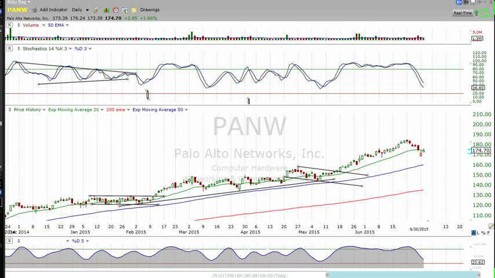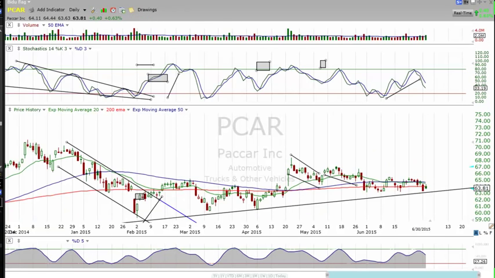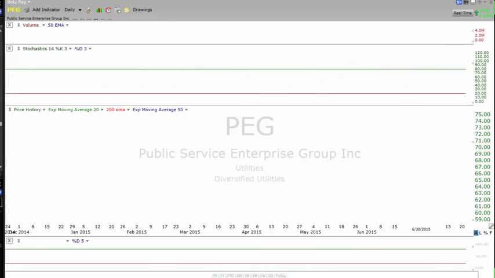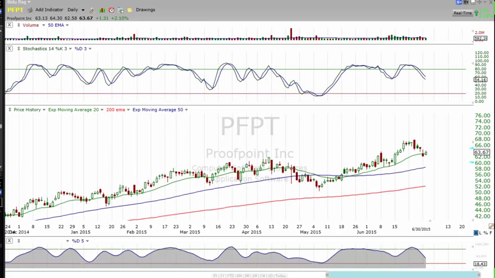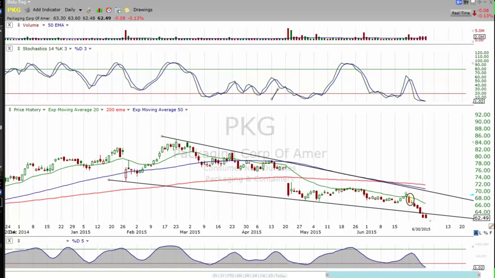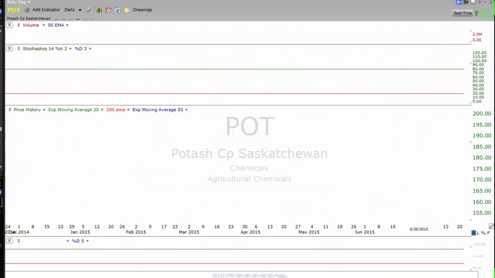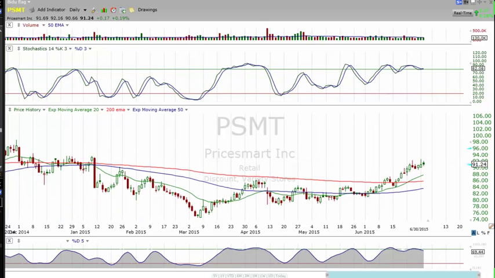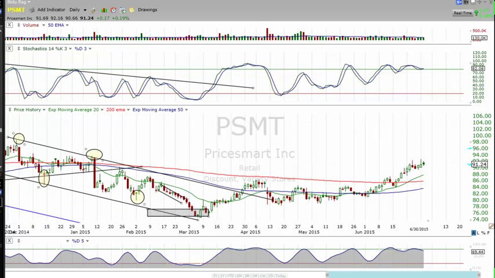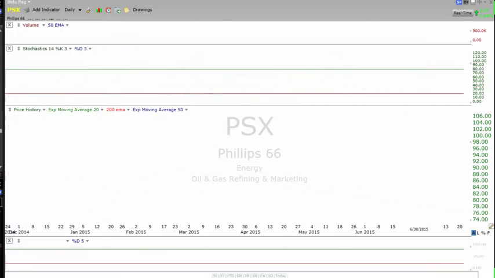Palo Alto Networks here bouncing back effectively. PCAR off of an underlying trend line. It's interesting. PEG, you know, nothing jumping out at me. PKG is still crap. Only got a few more to go here. Price Smart, always a good one.